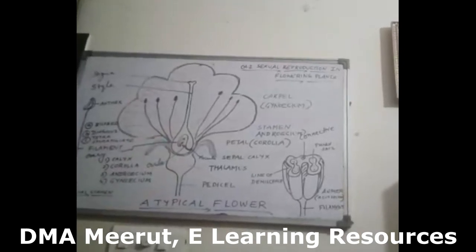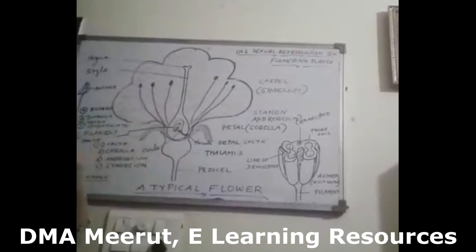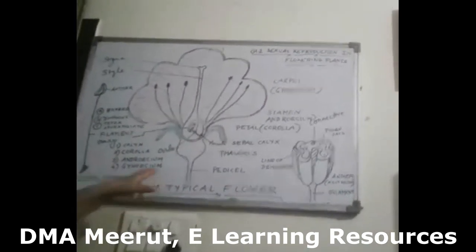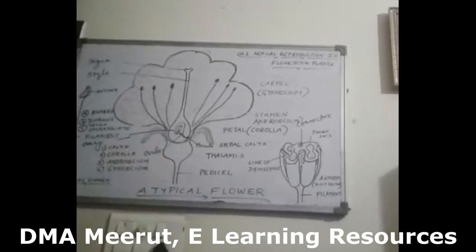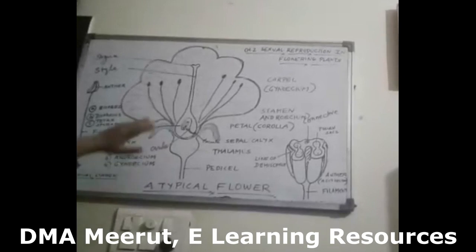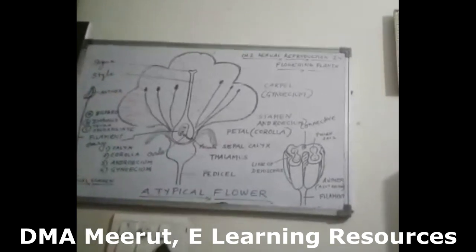Ovule may be one, ovule may be many. For example, one ovule can be seen in rice, in wheat, in maize, in mango, while more than one ovule can be seen in papaya, in watermelon, etc. So here these are the different structures of a typical flower or a complete flower.